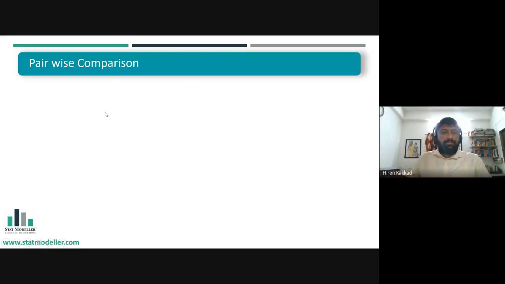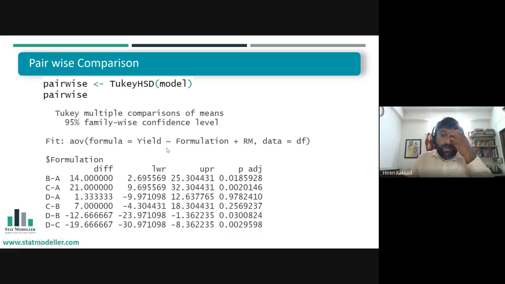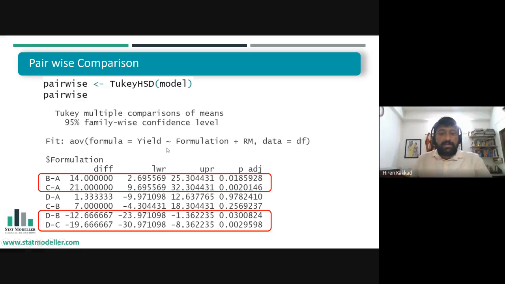Now if we go for the pairwise comparison, again we are using the same approach, and here we can find out where it is significantly different. So these are the pairs. Whatever we felt during the box plot analysis, it is giving the same result. There is a significant difference between B and A, and between C and A. For A and D there is no significant difference, so the P value is very high. But with B and C, both are having significant differences.